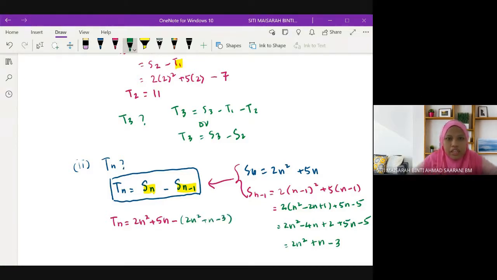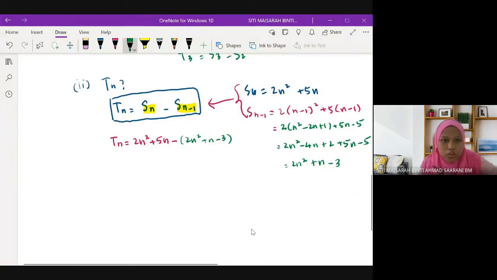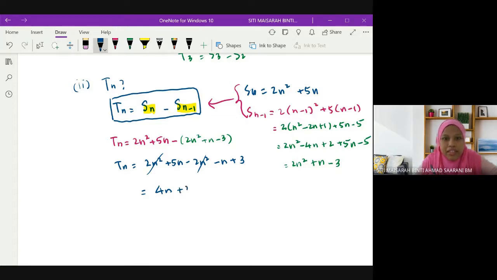Okay, jadi Tn kita, now we have Tn equals to 2n square plus 5n minus 2n square plus n minus 3. Then we simplify, we get Tn equals to 2n square plus 5n minus 2n square minus n plus 3. Then 2n square minus 2n square becomes 0. And then 5n minus n becomes 4n and plus 3. So this is our n term. Kita dah dapat n term dia is 4n plus 3.